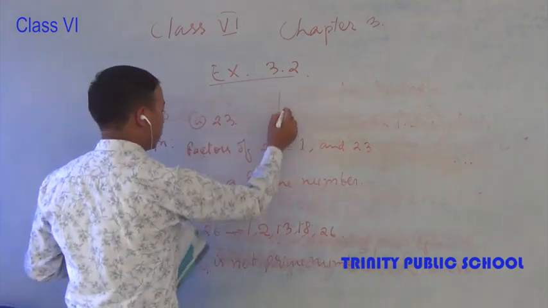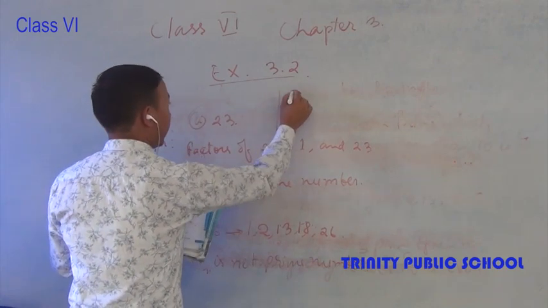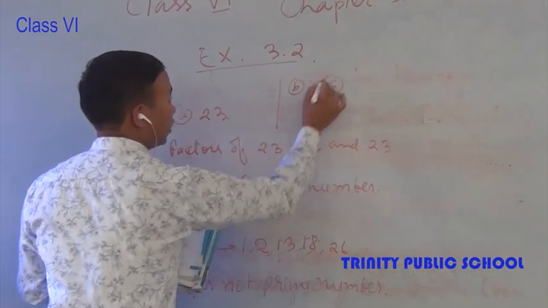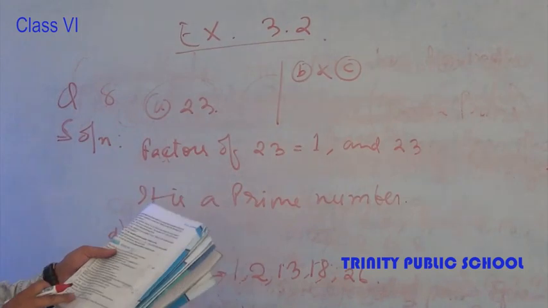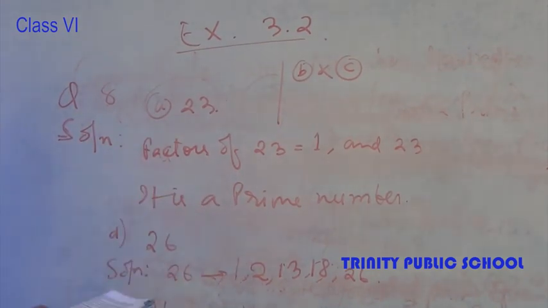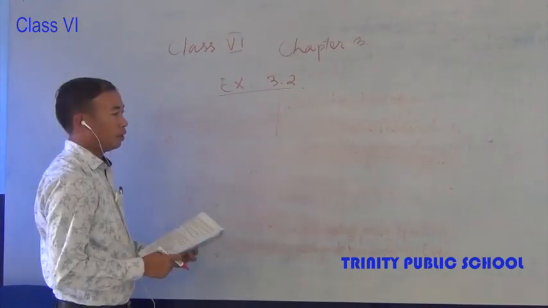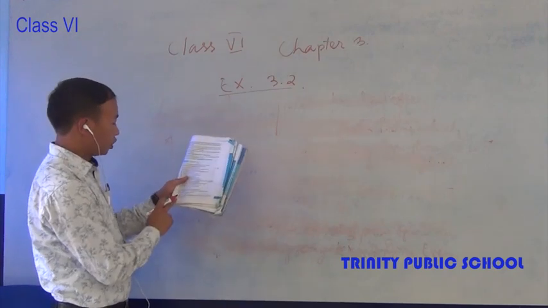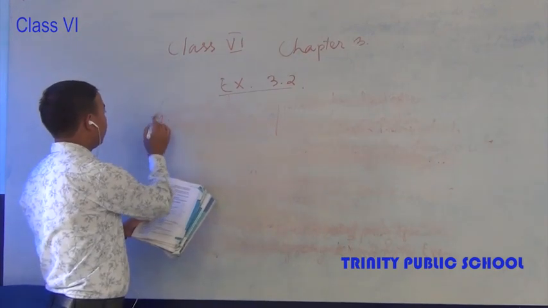At home, check numbers B and C. Check whether the given numbers are prime or not. Let me explain the question. Question number 9.